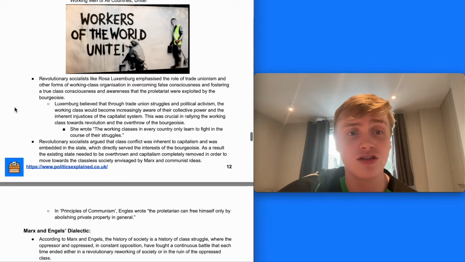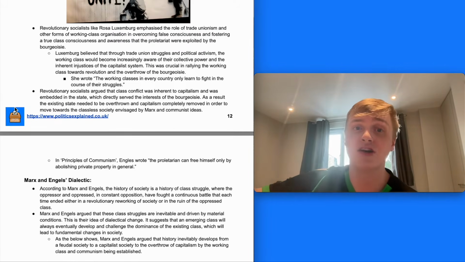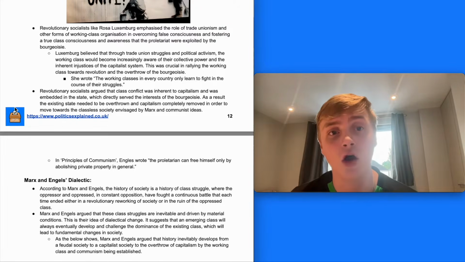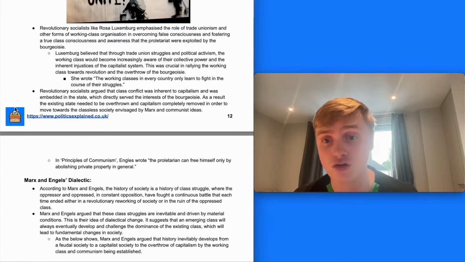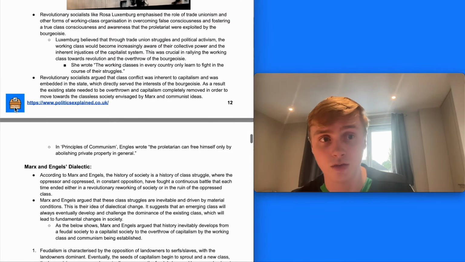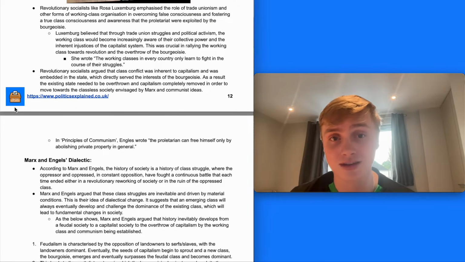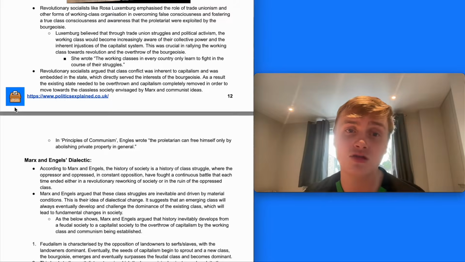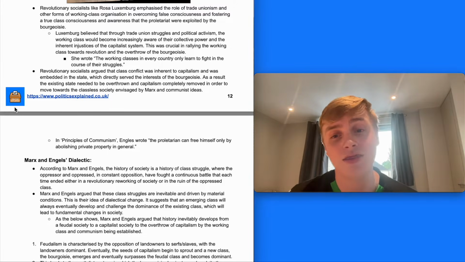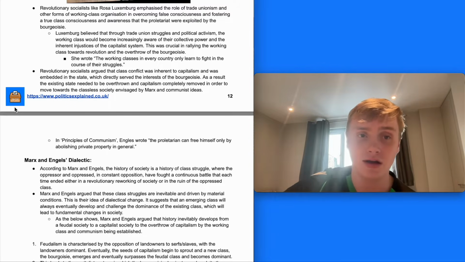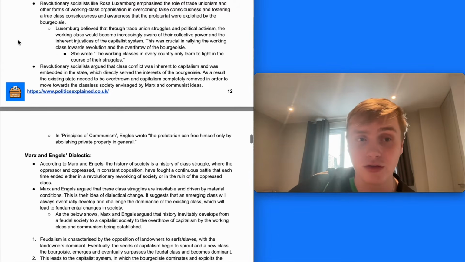And revolutionary socialists like Rosa Luxemburg in particular emphasised the role of trade unionism and other forms of working class organisation in overcoming false consciousness and fostering a true class consciousness and awareness that the proletariat are exploited by the bourgeoisie. So Luxemburg believed that through trade union struggles and political activism, the working class will become increasingly aware of their collective power and the injustices of the capitalist system, and that's crucial in rallying the working classes towards revolution and the overthrow of the bourgeoisie.